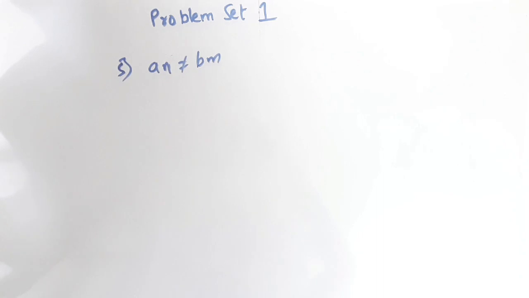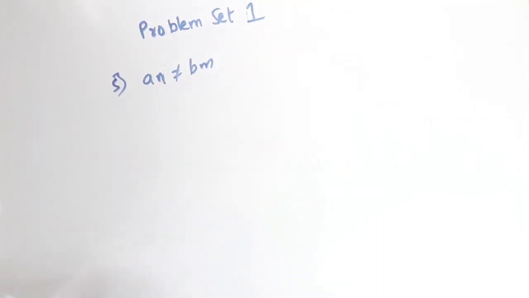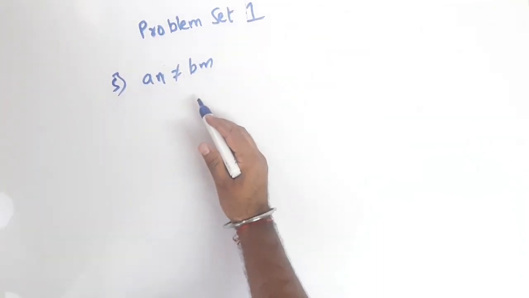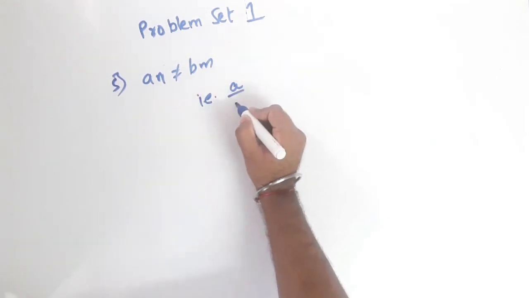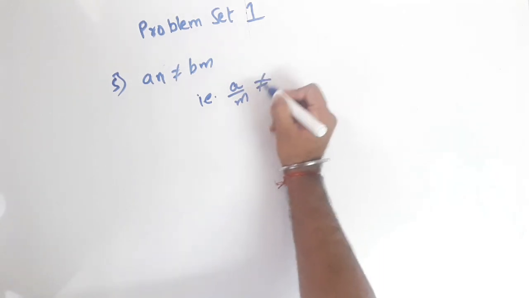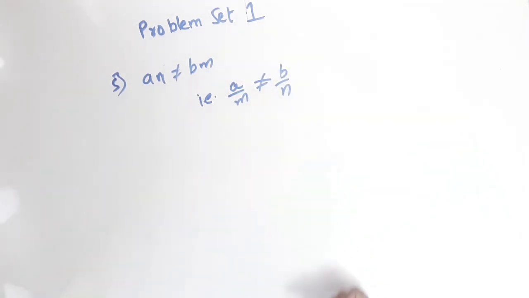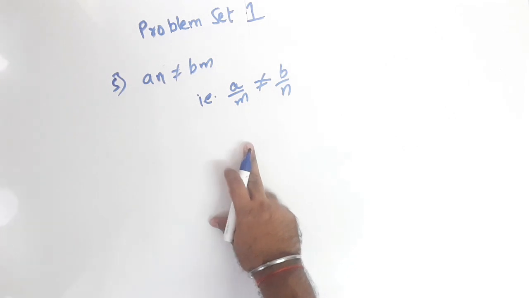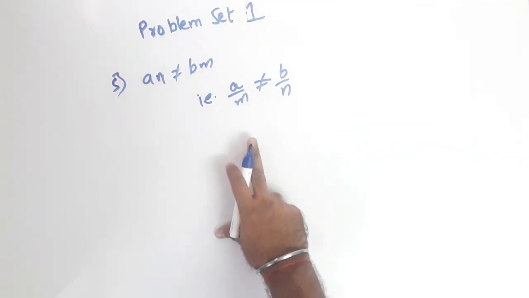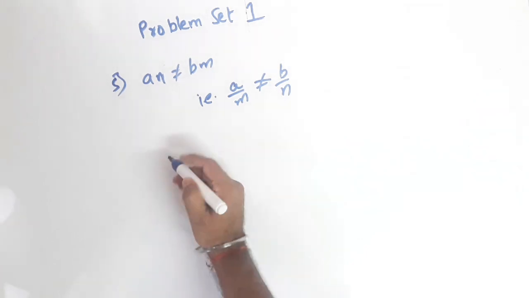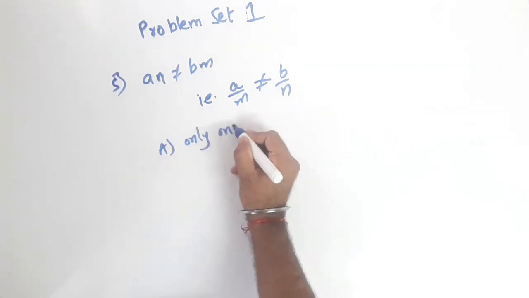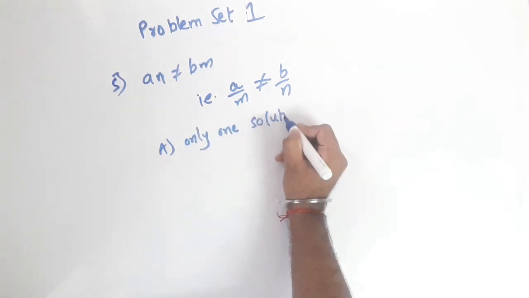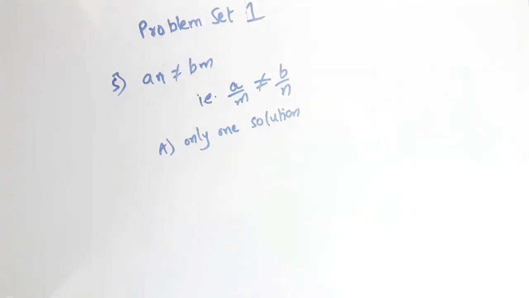Then the fifth one says that an is not equal to bm, that is, a upon m is not equal to b upon n. In such a case, the two lines intersect each other, so they will have only one solution. So your first option is correct, that is only one solution, because the lines will intersect each other.